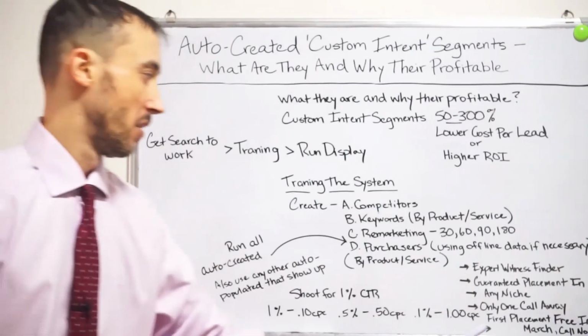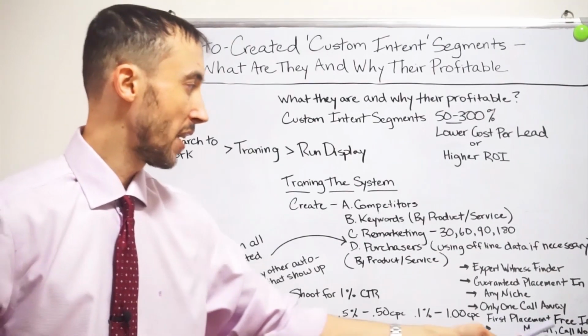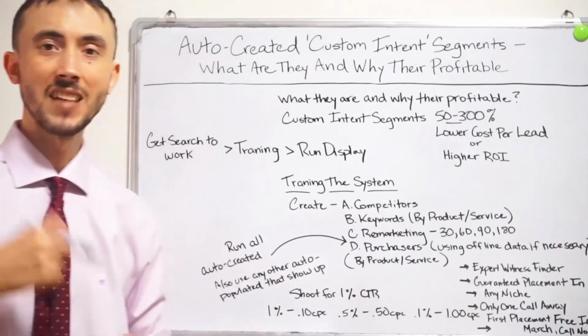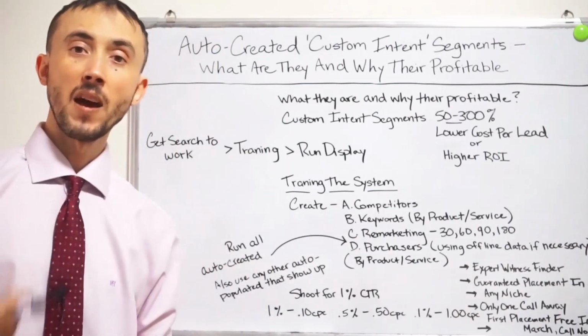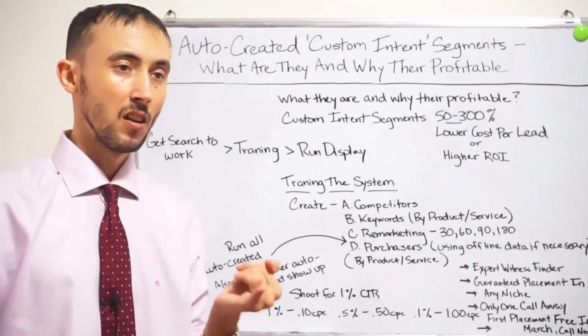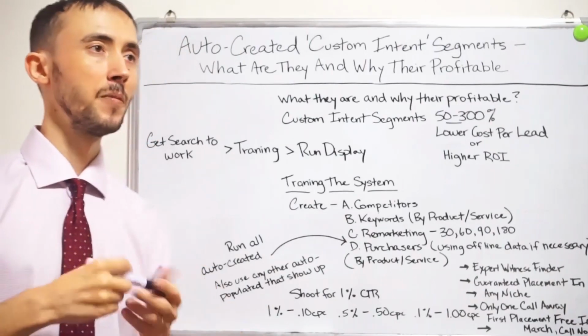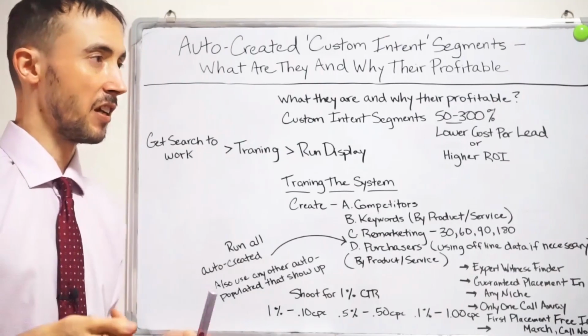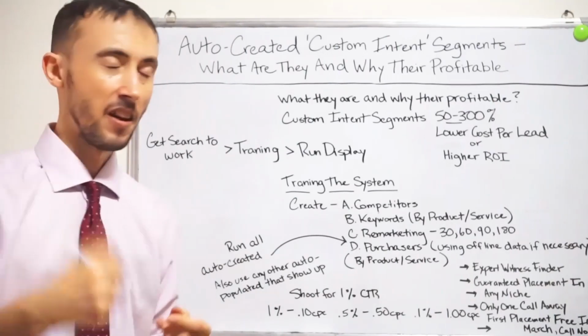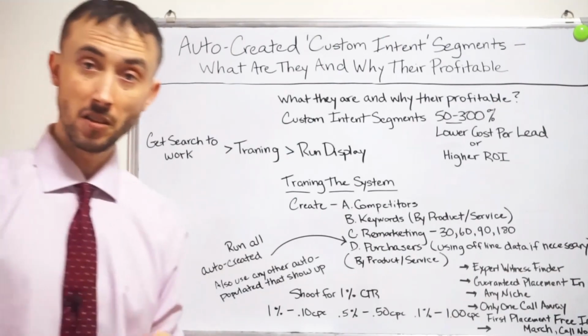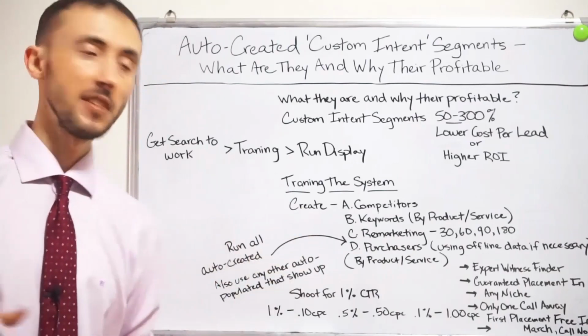Now we get to the desire part. D: first placement free in March. So the desire, which is another way I like to say scarcity. What am I thinking here? Urgency. Sorry, I drew a blank. Urgency. You're building urgency. Why do it now versus later?